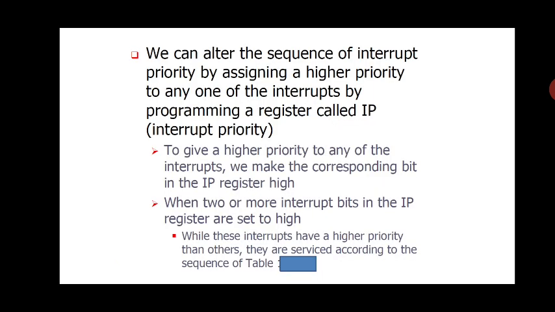Now we can alter the sequence of interrupt priority by assigning a higher priority to any one of the interrupts by programming a register called IP, that is the interrupt priority register. We can change the priority of an interrupt. To give a higher priority to any of the interrupts, we set the corresponding bit in the IP register. When 2 or more interrupt bits in the IP register are set to high, while these interrupts have a higher priority than others, they are serviced according to the sequence table.